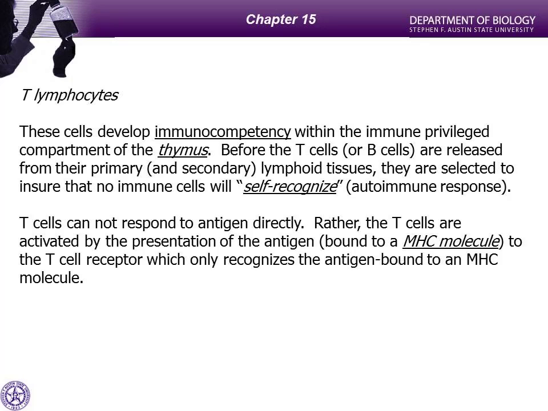So far through our discussion of the immune system, we focused on the innate, the non-specific side, and we've looked at the humoral side, the production of antibodies by plasma cells. So now we're going to look at the last type, and this is the cell-mediated immunity, and this is where the T lymphocytes come in. Now we call them Ts because they become immunocompetent in the thymus.